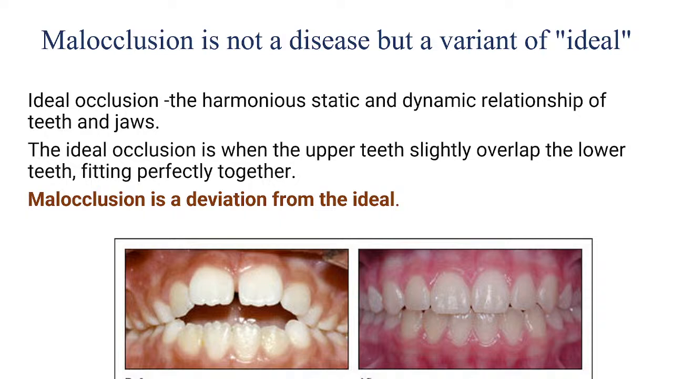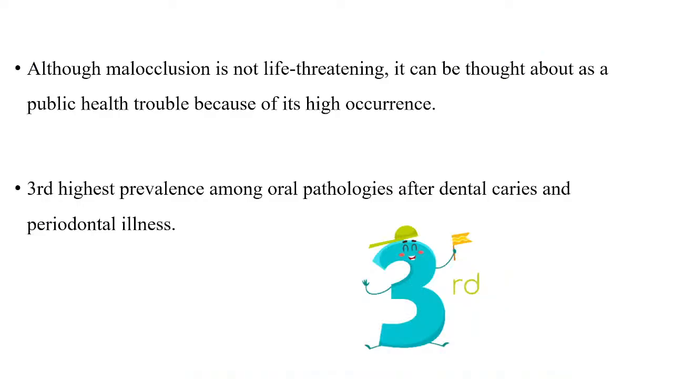And malocclusion, as you can see in the first photograph, is that a proper occlusion? Yes or no? Why? What is the thing which is different in that photograph? Come on, it's right in front of you. The upper teeth and the lower teeth are not meeting. There is an obvious gap between your upper and the lower teeth.